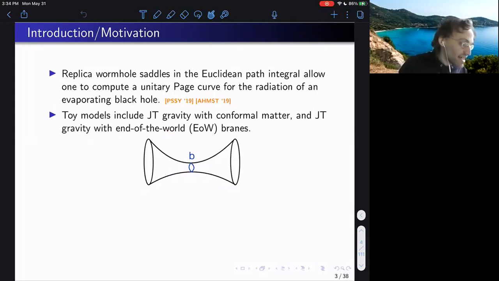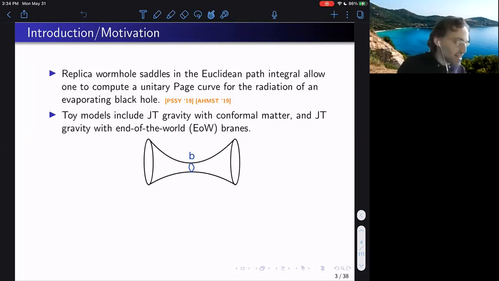So in order to have a saddle, one has to have some sort of coupling between the two boundaries. One way to do this is to couple the two boundaries to a shared bath system. The idea is that the bath induces a coupling between the two boundaries, and then you can have a saddle. The argument of these papers is that we expect there to be a saddle in this case, and it would contribute to, in this case, the second Renyi entropy of Hawking radiation.